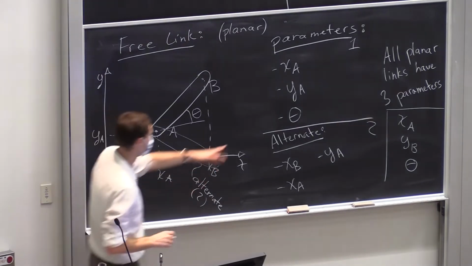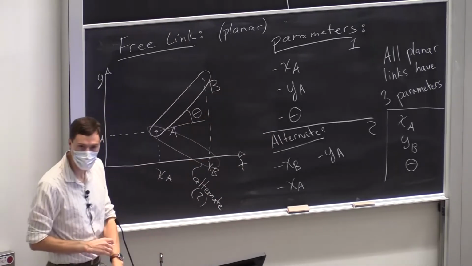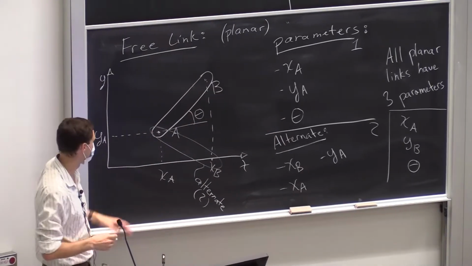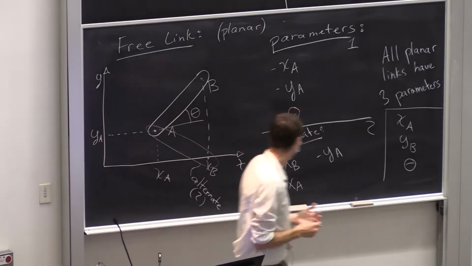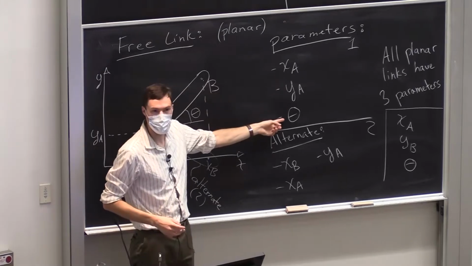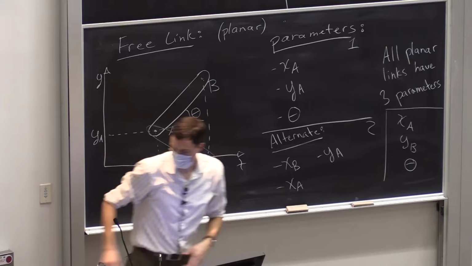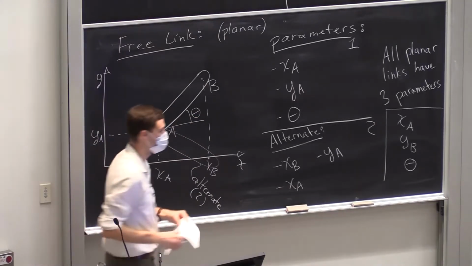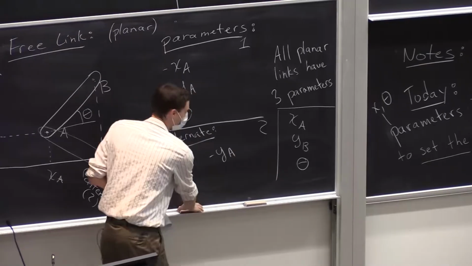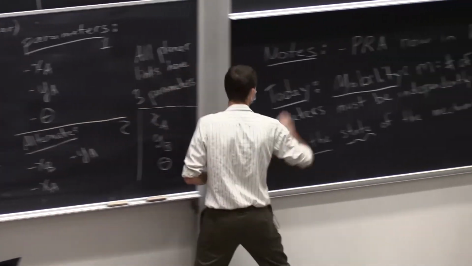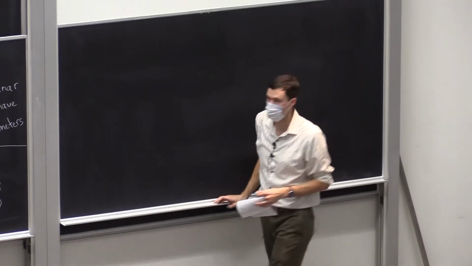And for an individual link, there's not an infinite number of choices, but there's multiple choices. And they could all fix the link in place. And for a mechanism that's made up of lots of links, you can make a list of 3 times the number of links of parameters. Okay? And our goal now is to investigate which of those parameters are fixed and which ones are free when the mechanism is moving through space. So this is what we're going to do now: we're going to start adding kinematic pairs.